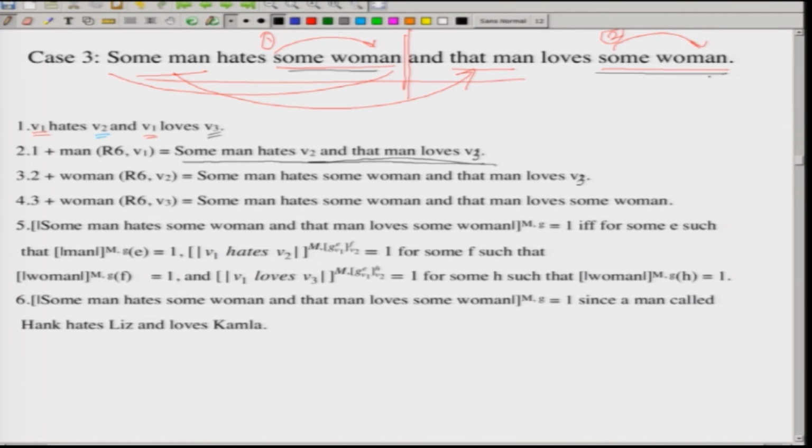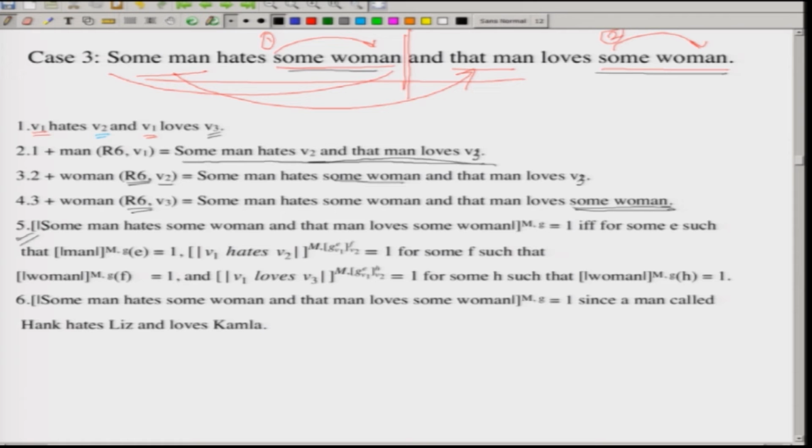So, the second is this some woman, where V2 gets some woman, that is another application of R6, and the third application of R6 will make this some woman. So, finally, we compute the whole thing together. Here is a slight change we can see. Some man hates some woman, so we are at step 5. Some man hates some woman and that man loves some woman is 1.